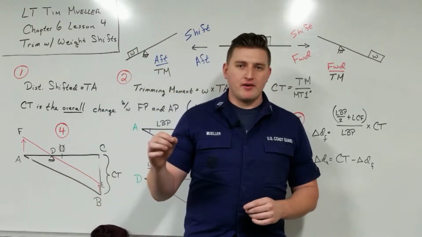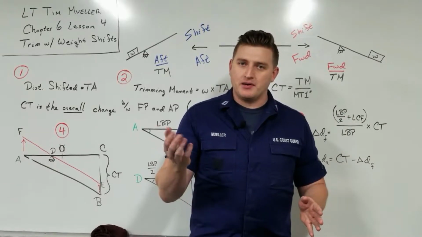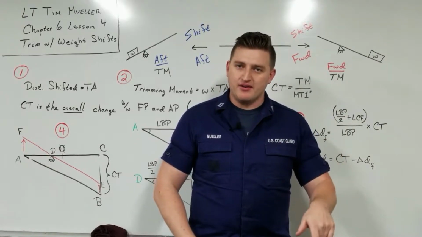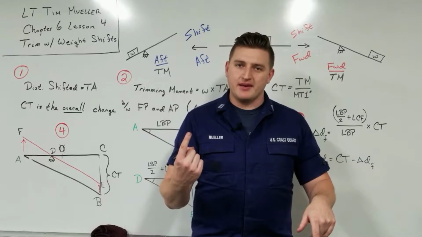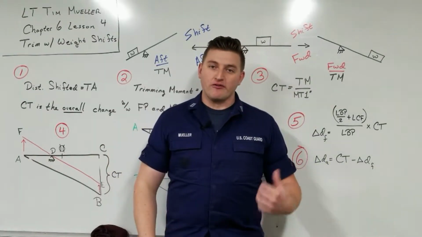Now, if we know that we're doing forward, we know that our bow is going to sink and our aft is going to come up. We know that our bow going down is going to be positive, aft coming up is going to be negative. That's just something that we tuck over to the side for after we get to steps 4 and 5.